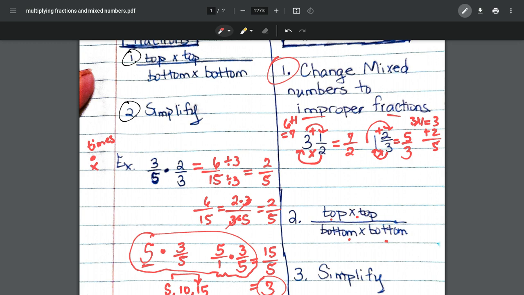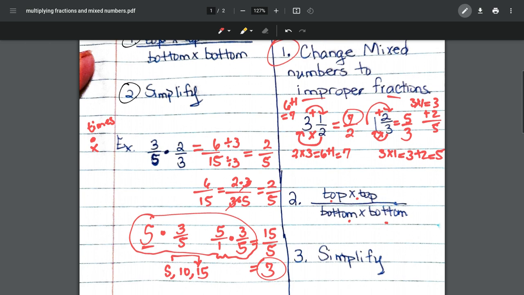So you multiply the denominator and the whole number. So I got 6, and then I added 1. That's how I got the 7 for the numerator. Here I multiplied the denominator and the whole number and got 3, and I added the 2. That's how I got 5, which is my numerator. Okay? You always keep your denominator. So that should help us with how to change mixed numbers to improper fractions.